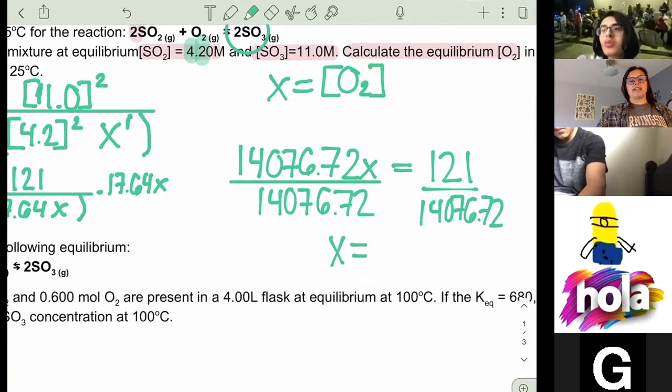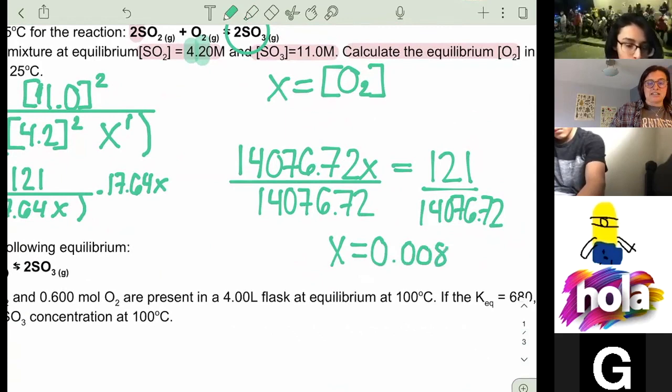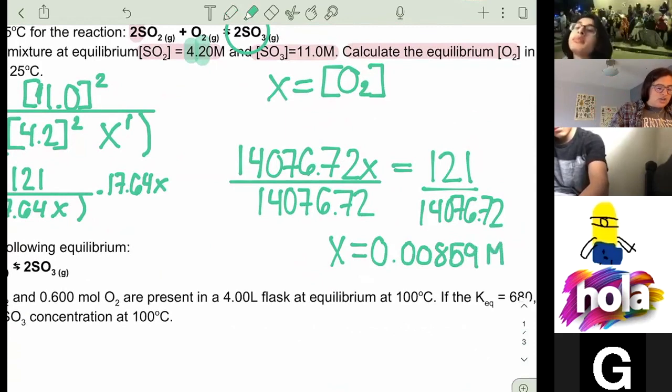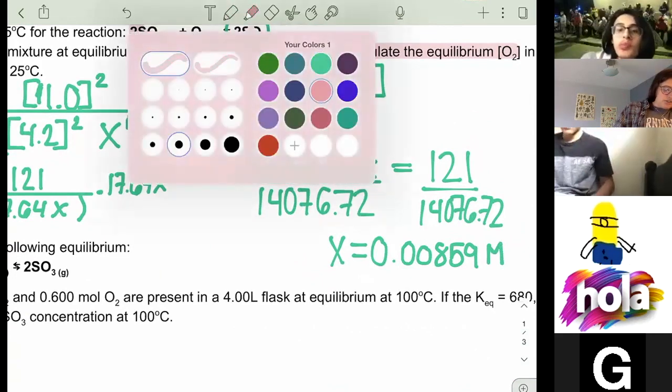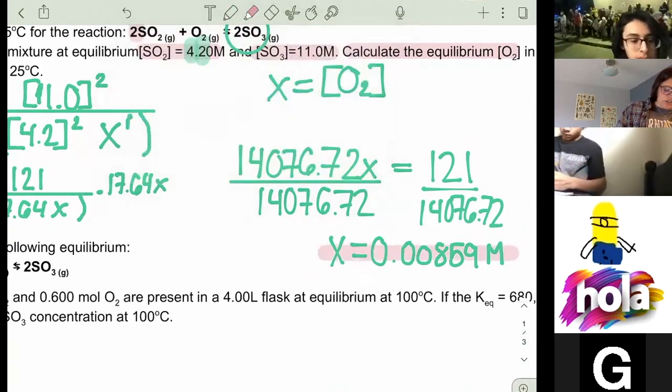So if we look at Stephanie's answer of 0.00859, there are 3 sig figs. Awesome. And in this problem, there is a unit because we're solving for concentration, which means it should be in moles.